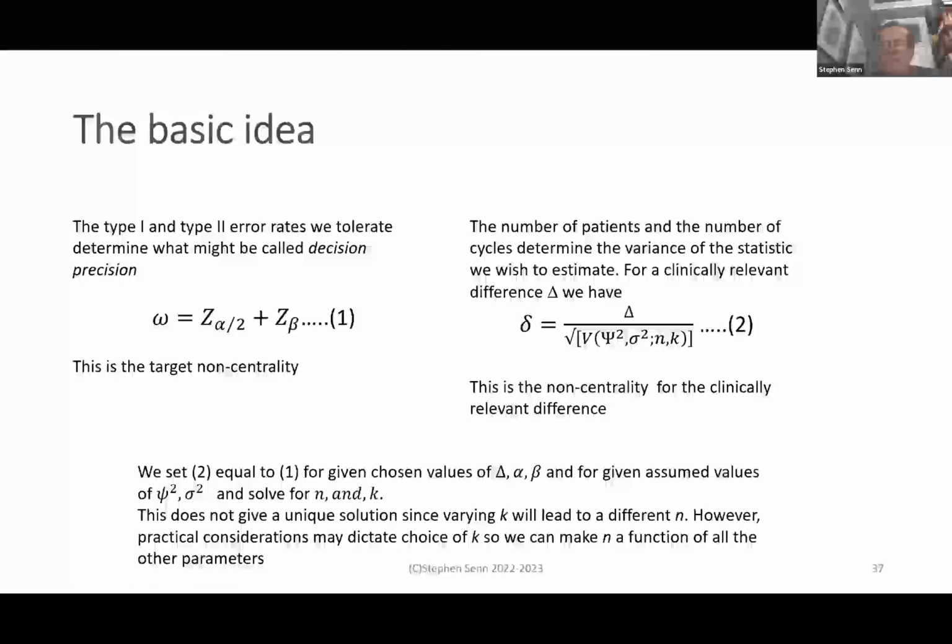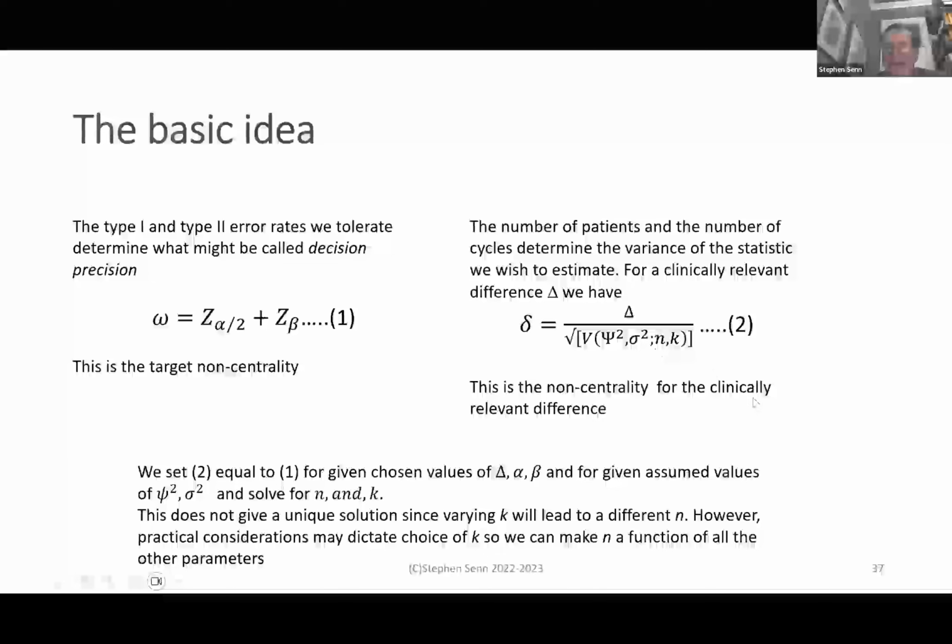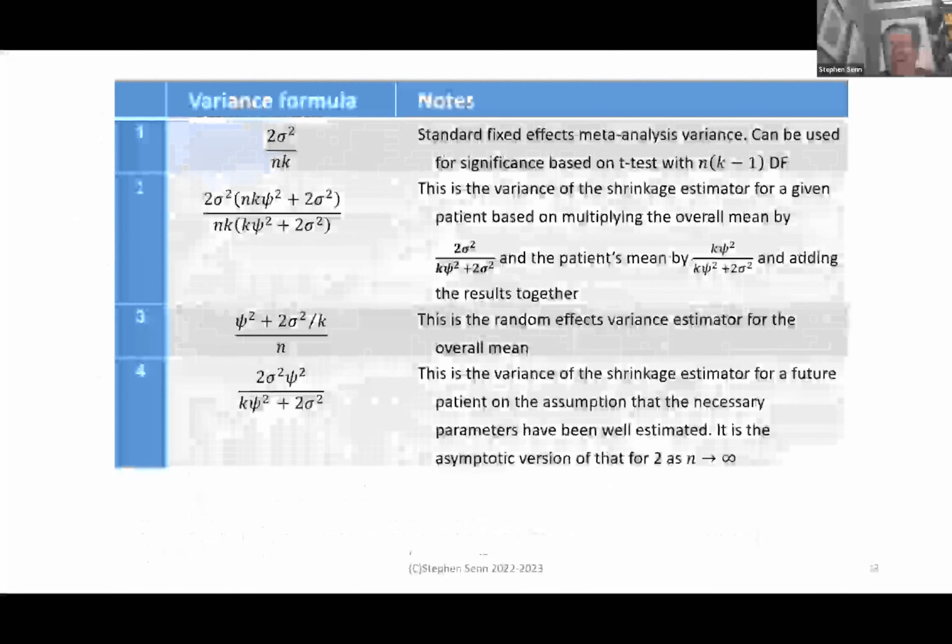It's essentially like a screening procedure. We want to make sure we don't miss treatments with a particular value. The situation for N-of-1 trials is more complicated because there are two things we can vary. We can vary N and K, and their effect on the particular standard error is complex. But otherwise, basically, it's the same sort of thing.